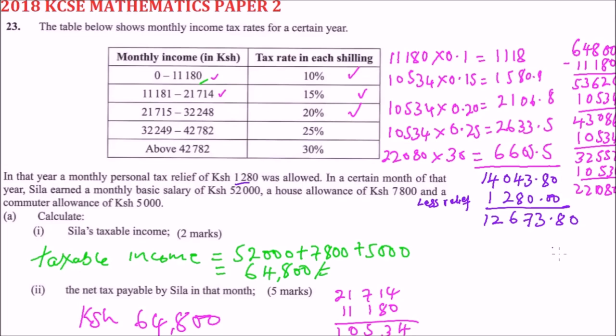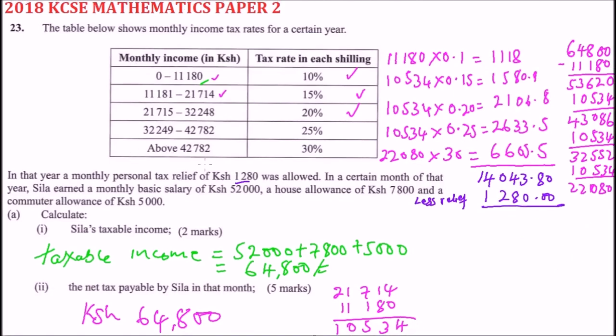When you subtract, you should get, using your calculator, 12,763.80. So this is the tax that he was to pay, 12,763 and 80 cents. So that's how you do that question.